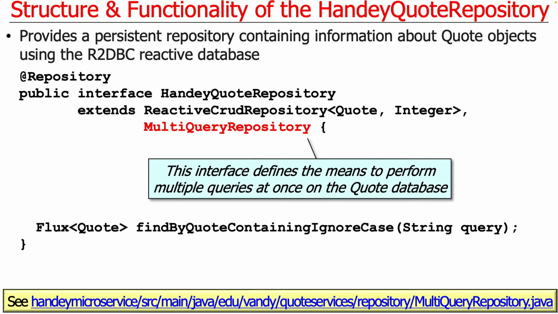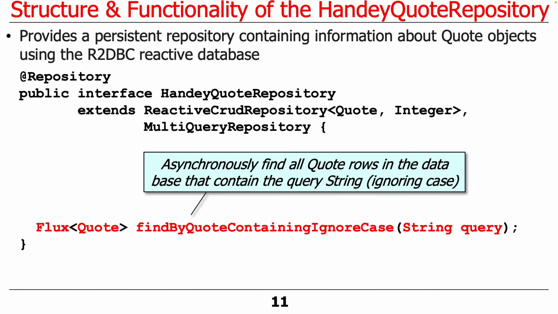Then we also have the multi-query repository. This defines the way to perform multiple queries on the quote database. This is the most important part, which we're going to focus on in a second. But before we get there, let's take a look at an easy one first. There's a method defined here called findByQuoteContainingIgnoreCase. That's just good old Spring Data API keywords.